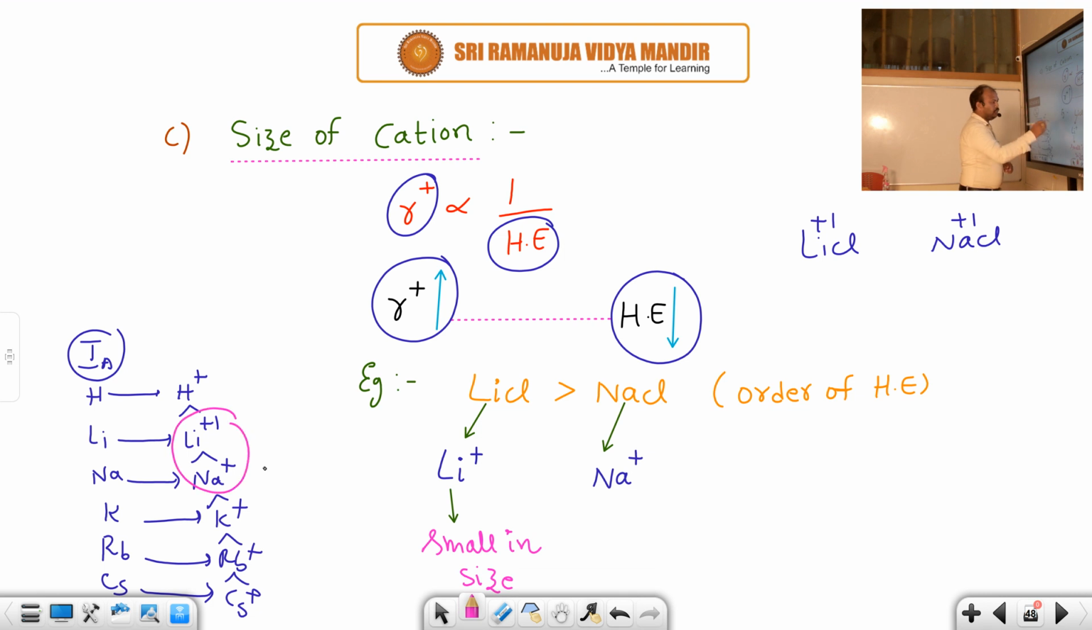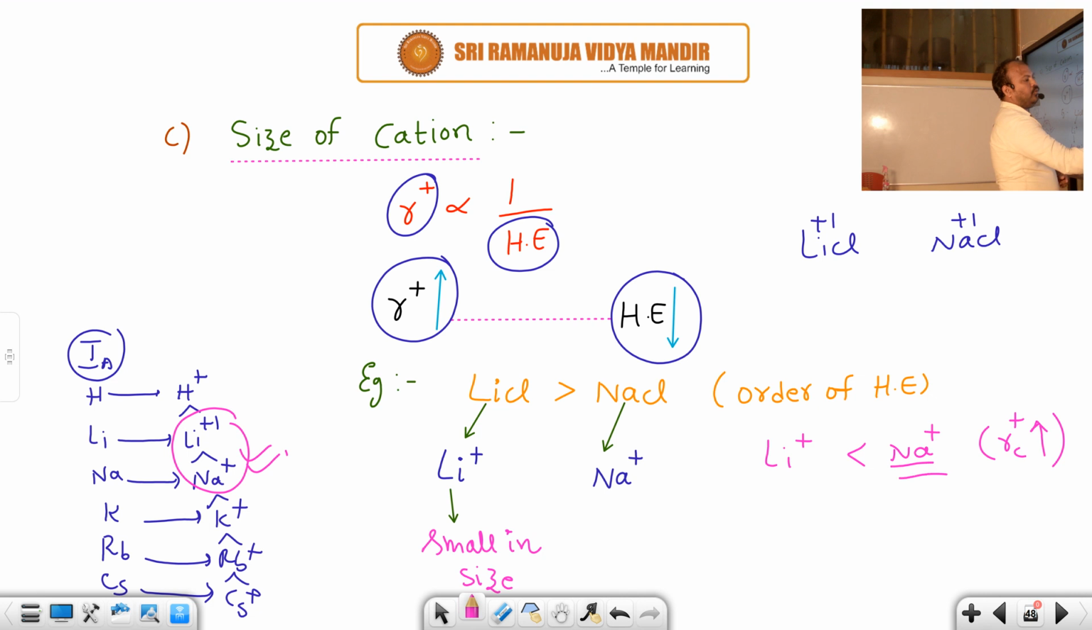Lithium and sodium, which has more size, students? Yes, Li+ and Na+. If you take that, size means radius. Where is the radius of the cation more? Sodium has more radius. So as the radius of the cation increases, hydration energy decreases. As size increases, hydration energy decreases.